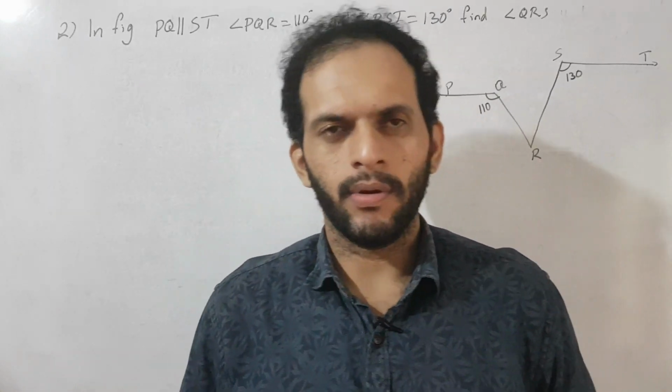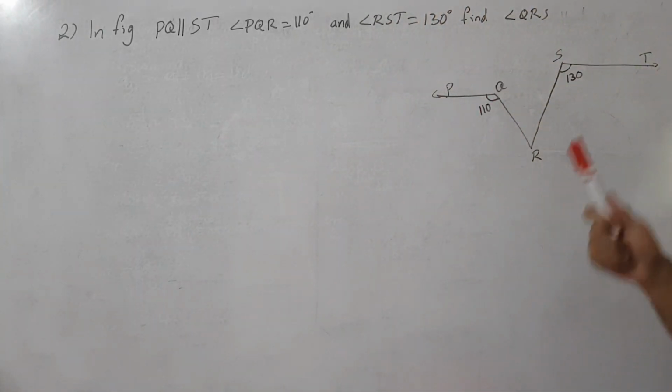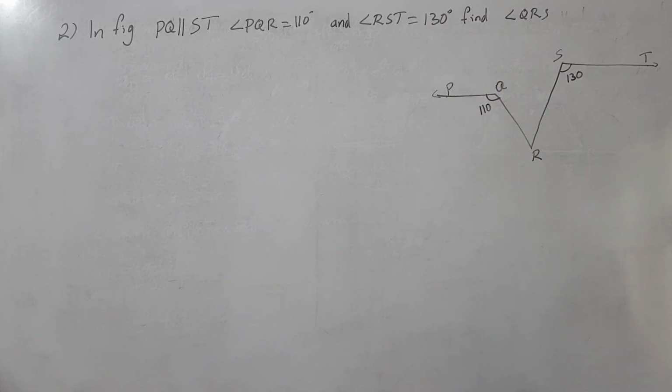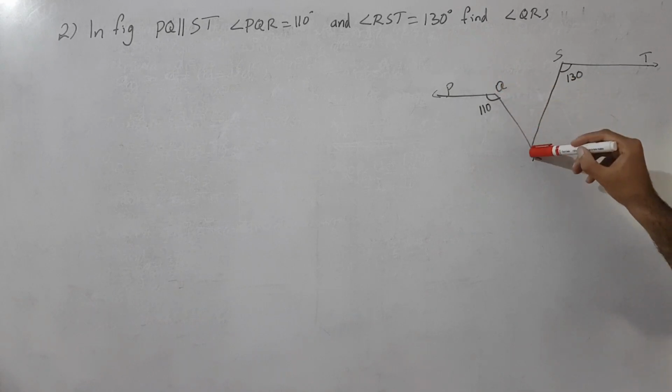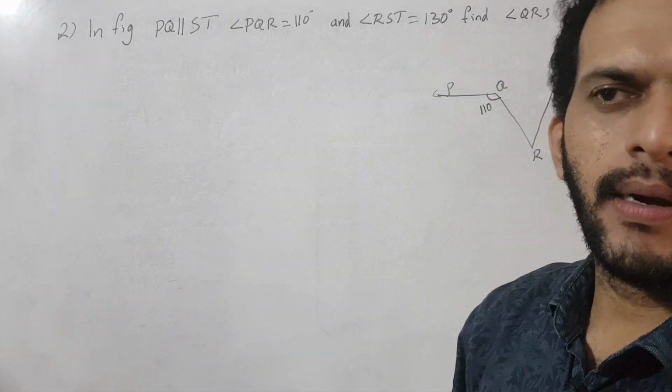Okay, next we are discussing our next question. In the figure PQ is parallel to ST and given angle PQR is equal to 110 and angle RST is equal to 130. Find angle QRS. Then how do we find angle QRS?